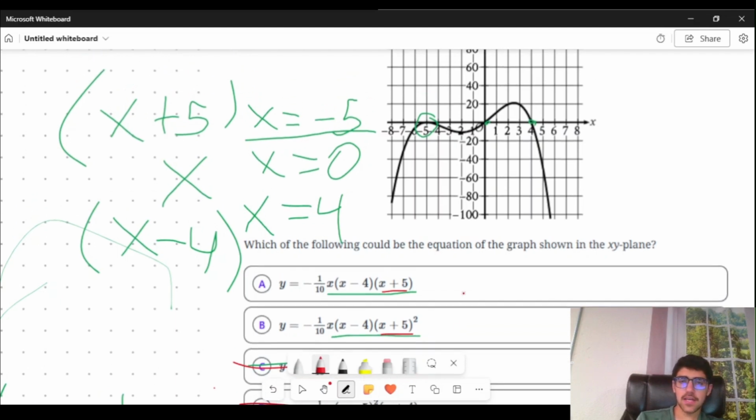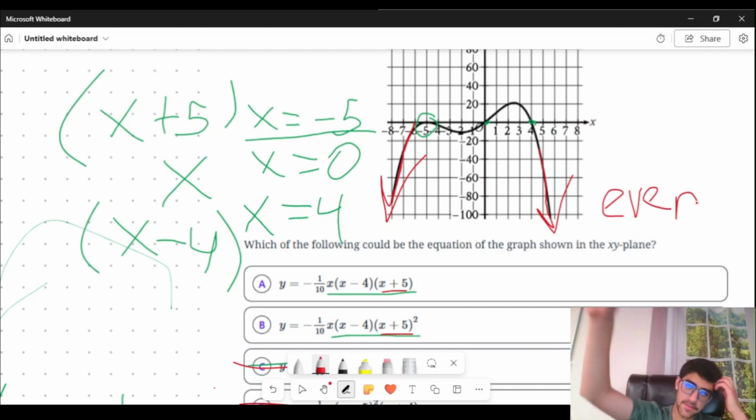So right here, it's important to note that if you look at this, you see that it starts here. It's going to negative infinity, and the right side is also going to negative infinity. So what does that tell us? That tells us it has to be an even function. So if we multiply all the x's, we should get x to the power of an even degree.